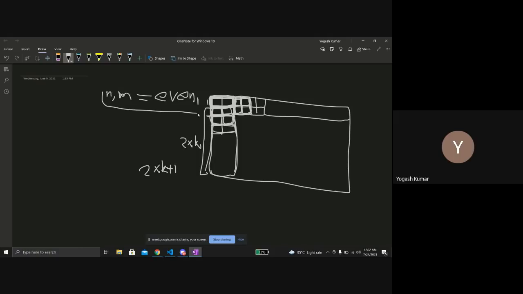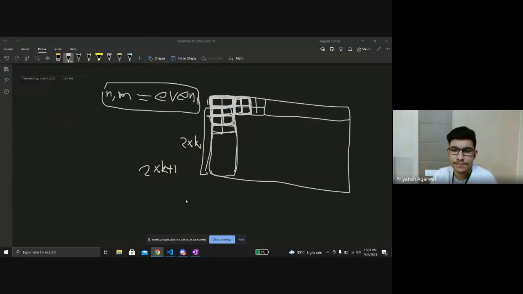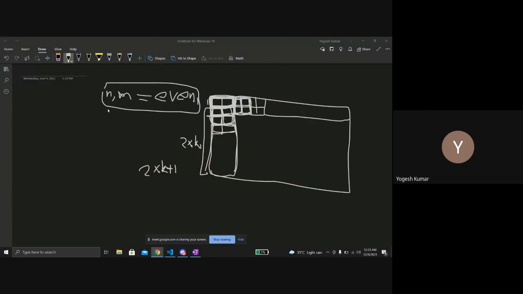Is it clear what we need to do in case both n and m are even? I think this is pretty clear. Okay, now let us consider the case where n is odd and m is even. Both of them cannot be odd, obviously, because n into m is even.